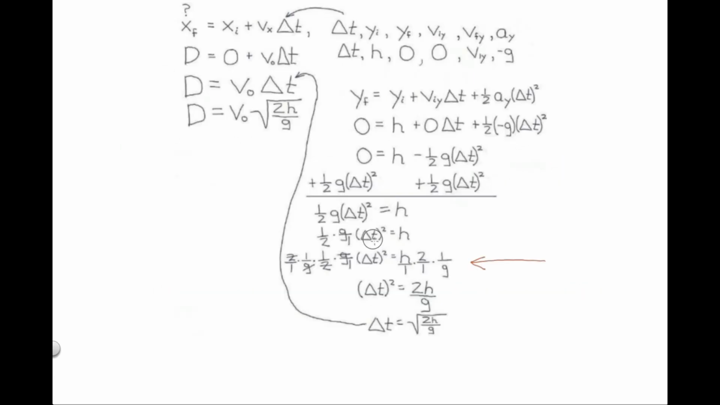To get delta t by itself in this equation, we had to remove the 1/2 and the little g from the left side of the equation. The most efficient way to do that is to multiply both sides of the equation by the reciprocal of 1/2 and by the reciprocal of little g.